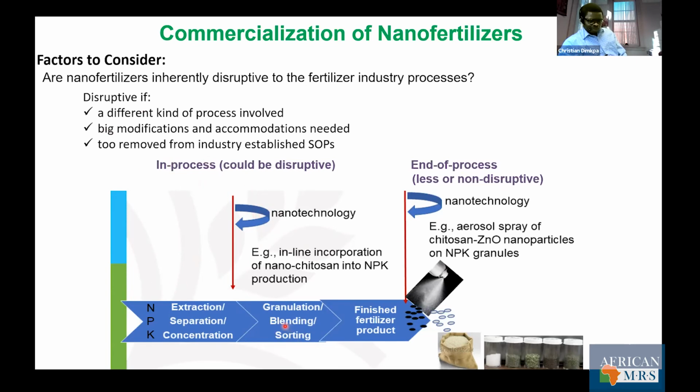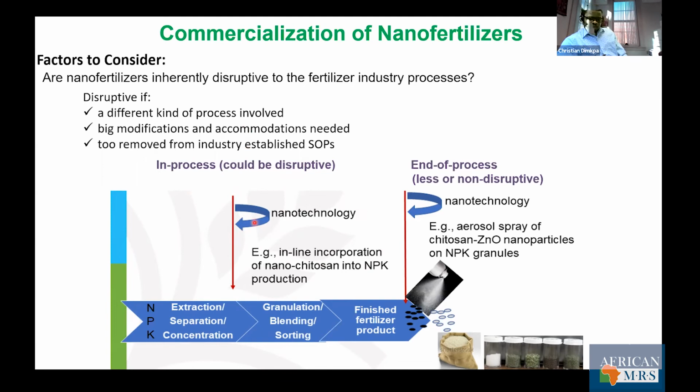So this is a cartoon showing what the industry does. They extract their minerals: in the case of nitrogen from the atmosphere, phosphorus from the soil, and potassium from the soil. They prepare them, separate, concentrate, granulate, blend, and they have their finished fertilizer in a bag, like this bag here. If you introduce your nanotechnology within this process, within this block here, it will disrupt their process, because this is what they know how best to do, and you are bringing a new process that they have no clue about. They may likely not buy this process because it's going to be disruptive to them.